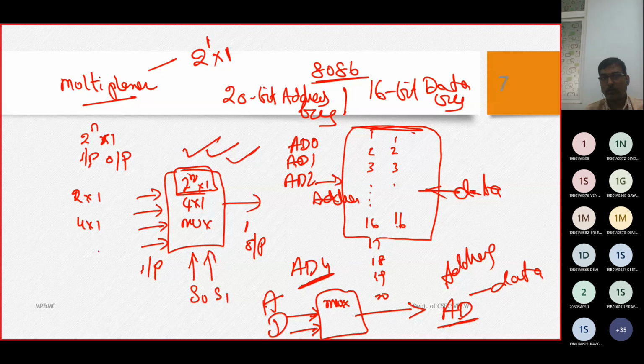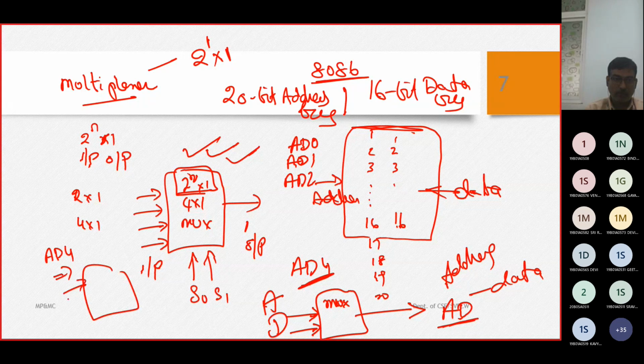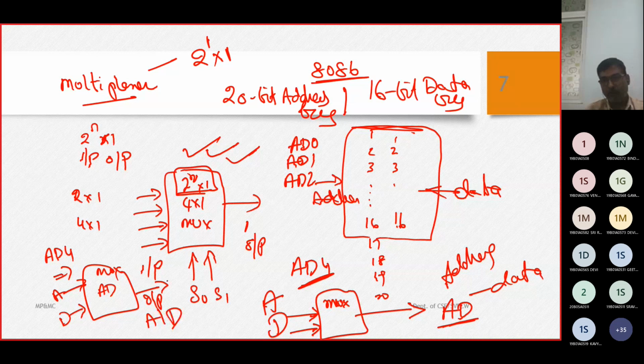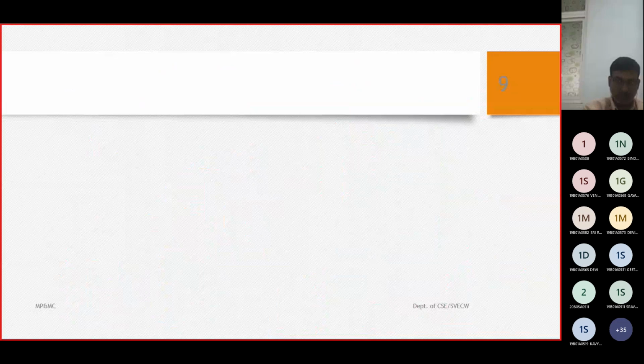At this juncture, if I say AD4, what I can imply is that I have one address line and one data line. So A and D, I multiplex, and thereby I have one output, that is either A or D. In this way, the first way of putting things to you is going to happen.